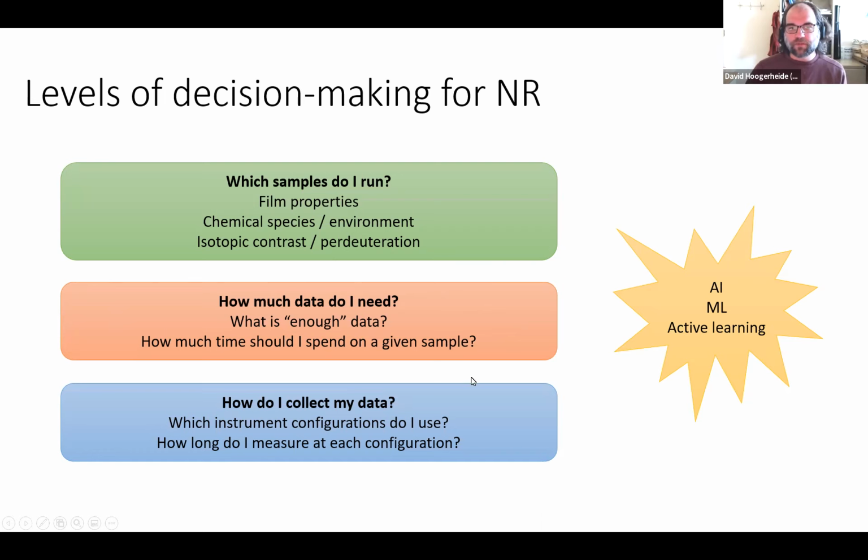And this is one that we typically don't ask so much because it's difficult to make that decision in real time. And then finally, how do I collect my data? Which instrument configurations, what angles, what Q values do I measure at? And then how long do I measure at each one of those? So these are all questions, again, where we think that this might be a place where AI or machine learning, or in this particular case, active learning, can play a big role.